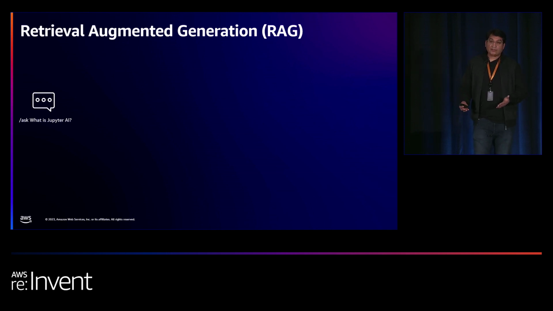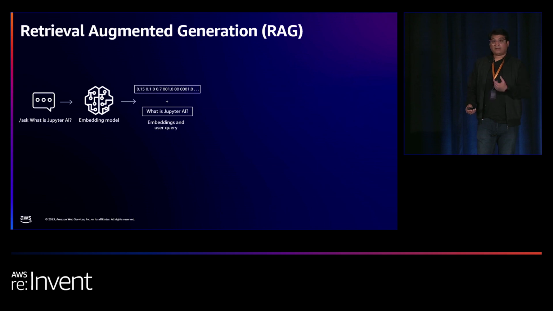It uses a technique called Retrieval augmented generation. The process starts by using the ask command followed by the query. Once Jupyter AI receives that command, it sends the text query, in this case "what is Jupyter AI", to the embedding model, and gets back the vector embedding for that query.